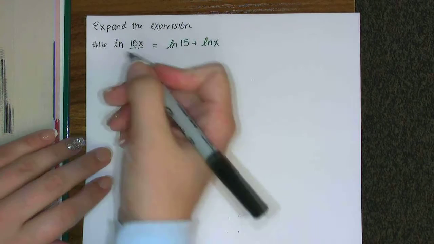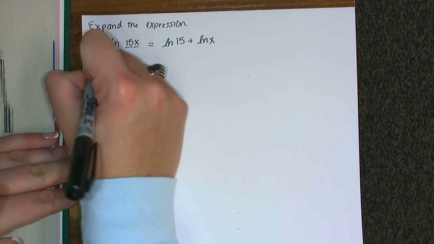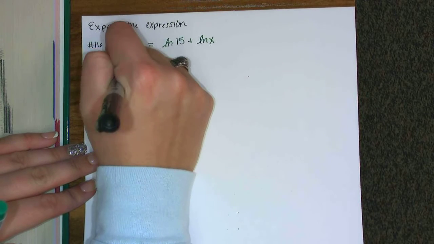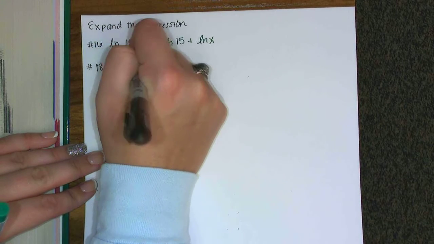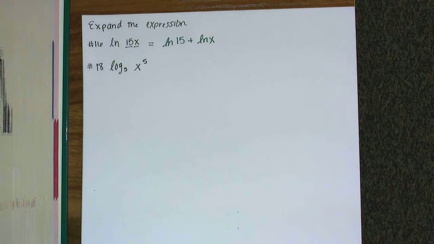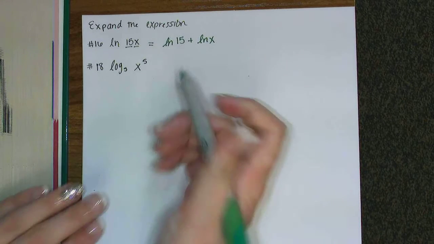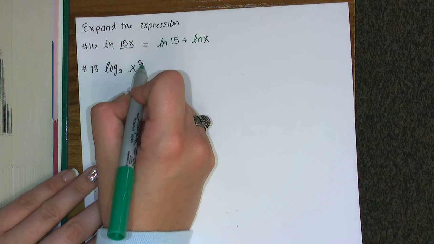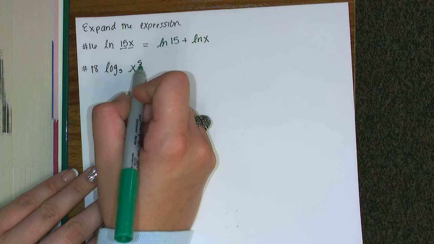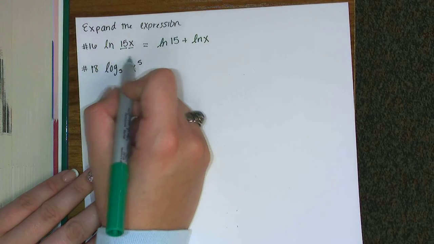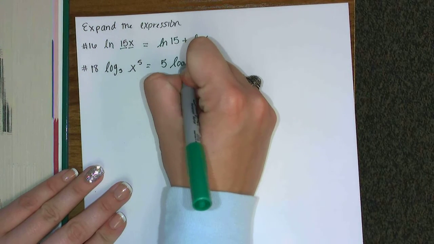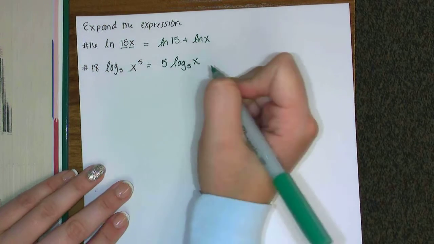Let's see, 18. Log base 5 of x to the 5th. Well, we don't have it being multiplied here, we don't have anything being divided, but we do have it being raised to a power. So this is the power rule, so we're going to take this 5 and throw it out front. So it's going to end up being 5 log base 5 of x.